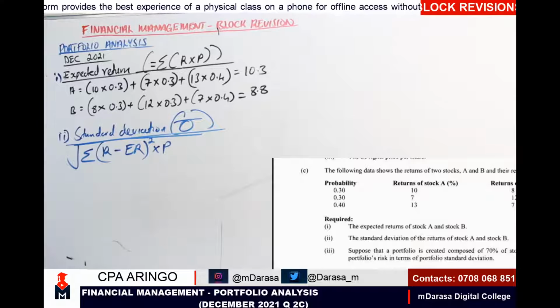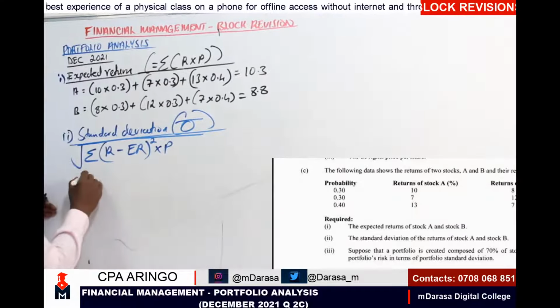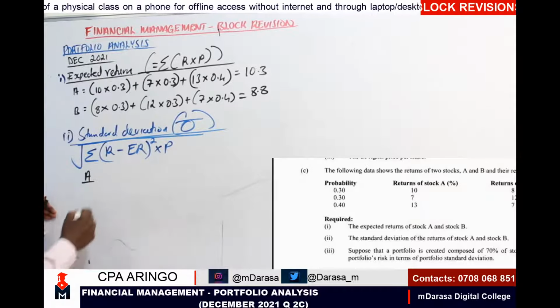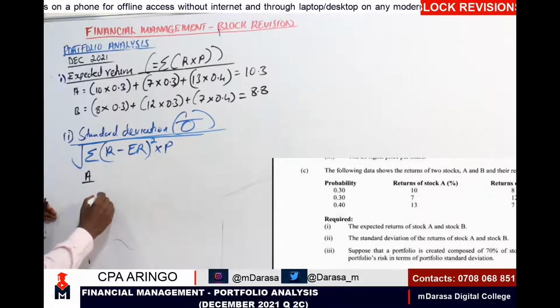So therefore, determining that, this is what we are going to do. We are going to start with A. Standard deviation of A. Let us determine our variance. I'm having the first case, our return here. The first one I'm having is 10.